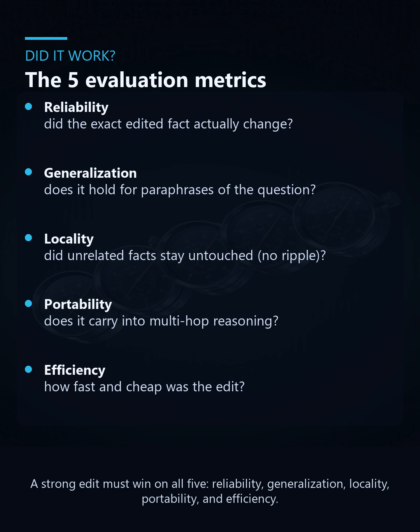How do we know an edit worked? The field measures 5 things. Reliability. Did the exact edited fact change? Generalization. Does it also hold for paraphrases of the question? Locality. Did unrelated facts stay untouched, with no collateral damage? Portability. Does the new fact carry into multi-hop reasoning, like our fly to Rome example? And efficiency. How fast and cheap was the edit? A strong method has to win on all 5 at once.